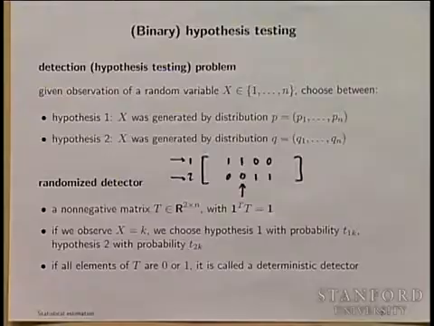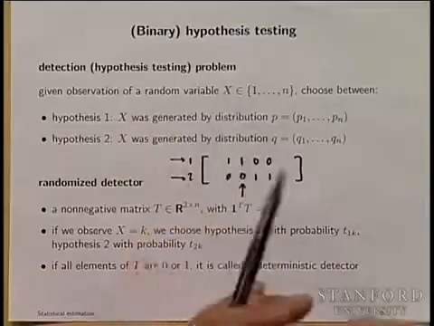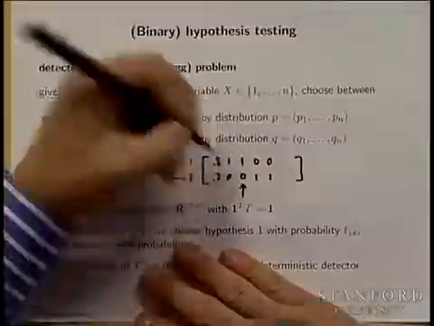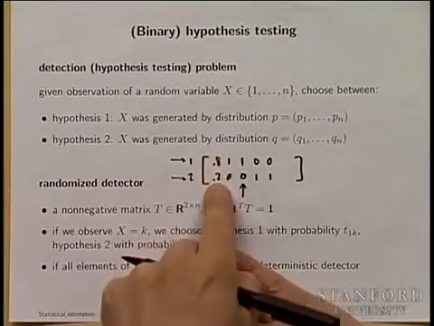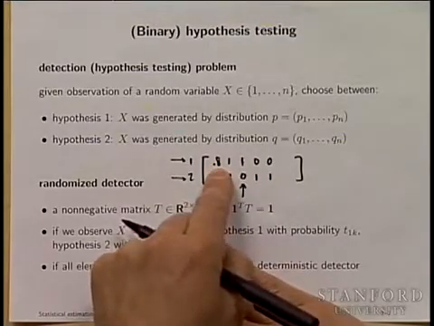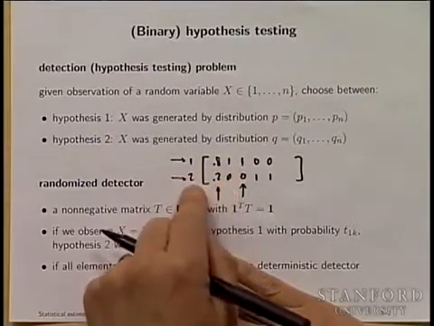And a deterministic detector is simple. It just means you have partitioned x, the outcome space, into 2 groups, where if the outcome is in one set, you guess it's hypothesis 1. If it's in the complement, you say it was hypothesis 2. That sort of makes sense. However, you can have something weird like this. That means if this is the outcome observed, you go off and toss a coin, and with 80% probability, you guess that it was hypothesis 1, and with 20% probability, you guess it's hypothesis 2.